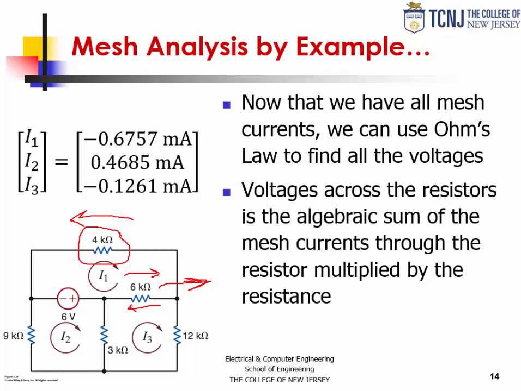And is going to be equal to 0.6757 minus 0.1261. Again, here for the 12K ohm is going to be I3, but it has a negative sign, so I know that that current is going to be in this direction.